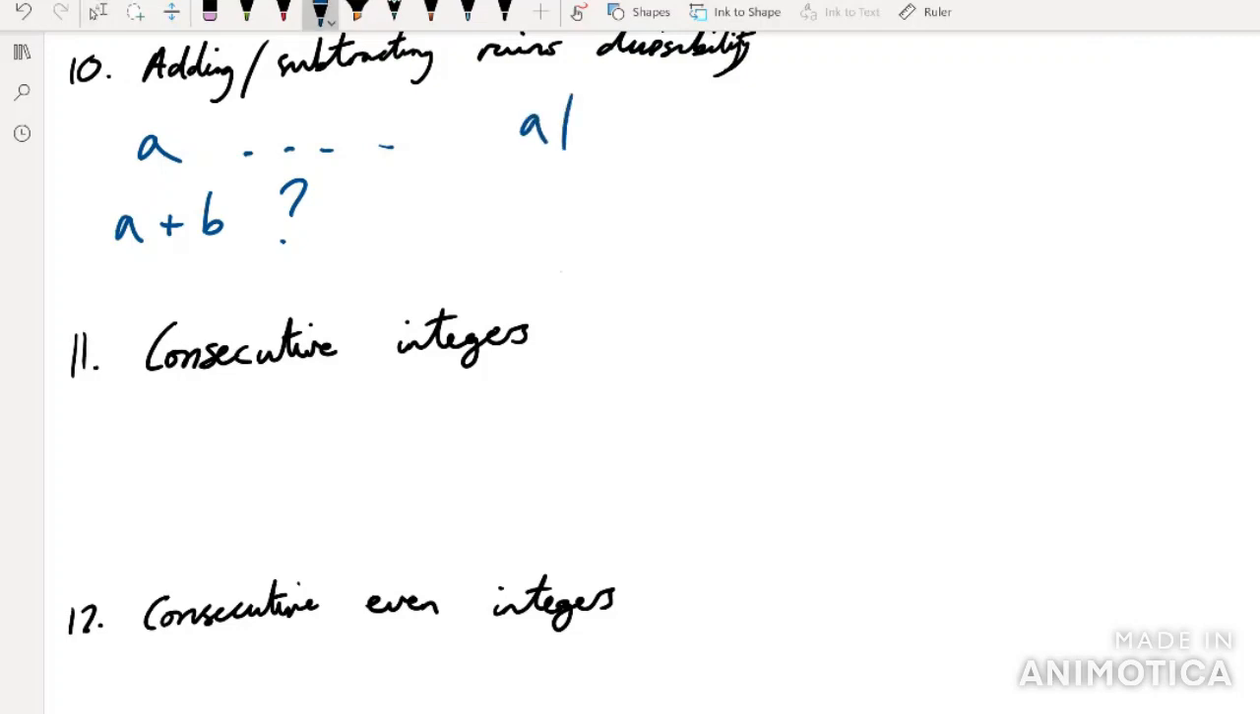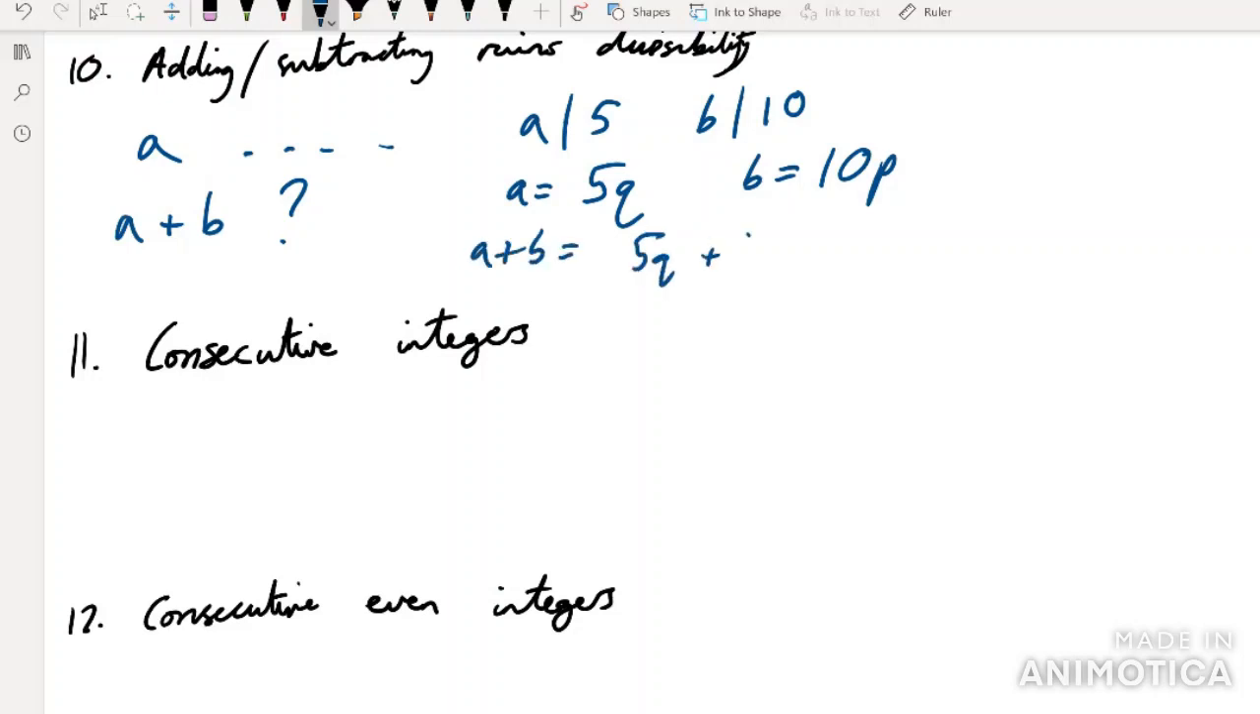For example, if a is divisible by 5, b is divisible by 10, what is a plus b definitely divisible by? Well, we'll sort of talk about this in a second, but we can say that a is equal to 5 lots of some number, and b is equal to 10 lots of some number. So a plus b is equal to 5q plus 10p, in which case we can say for sure that a plus b is divisible by 5, but we can't say much else past that.